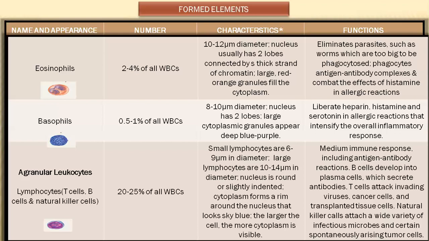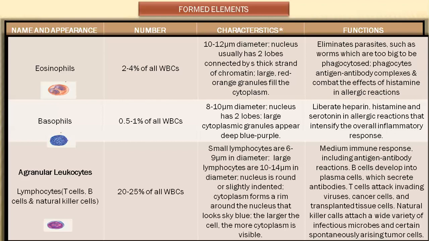Then you have agranular leukocytes. These are white blood cells without granules. You have lymphocytes and monocytes. The lymphocytes have different types: T lymphocytes, B lymphocytes, natural killer cells, and also dendritic cells. In terms of numbers, they are between 20 to 25% of total white blood cells. There are two types depending on size: small lymphocytes and large lymphocytes.